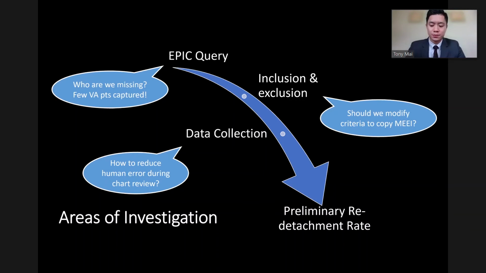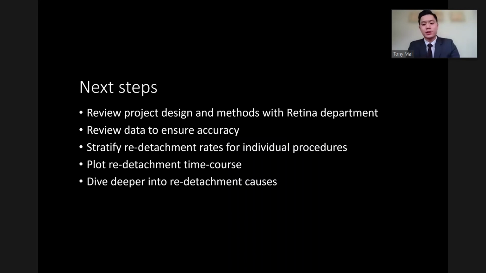So our next steps here is to review the project design and methods with the retina department and the billing department. I'll need to review the data to ensure accuracy and also involve someone else to review it alongside me. If all of these turn out to be satisfactory, then we can stratify the re-detachment rates for individual procedures and then compare that with the literature. And then we can plot the re-detachment time course based on which month they're happening in and perhaps if there's any correlation with the particular type of procedure. And then lastly, dive deeper into what is causing the re-detachment, whether that's PVR or surgical technique or something else that we're perhaps missing.